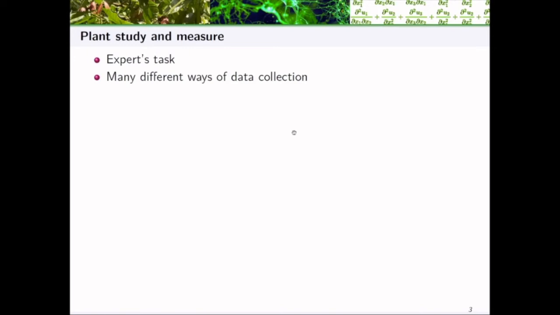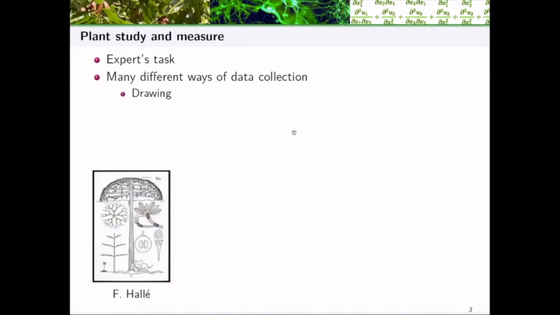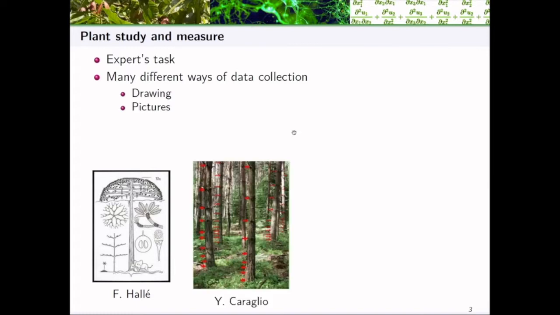It's an expert task to study plant growth. They have many ways to do so, and especially to collect data. For instance, before digital tools, they used to draw plants like you see in the drawing of Francis Hallé. Pictures may also be useful to make identification of organs, like on the picture of Yves Caraglio, where he counted the number of growth units. You see the red arrows. Growth units are a good proxy of plant age.